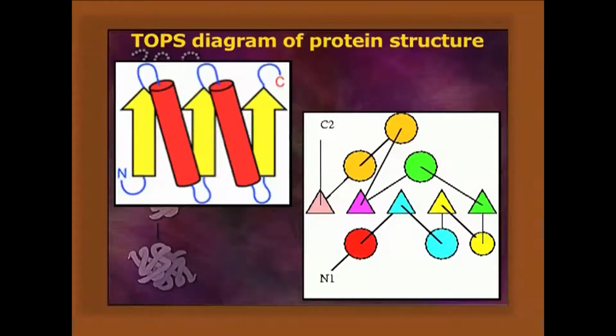Apart from this, there is the two-dimensional TOPS diagram by which the structure can be mapped, a conformational map, where the beta strand is shown as a triangle and the alpha helix as a circle. So the topology of the protein is actually described here.